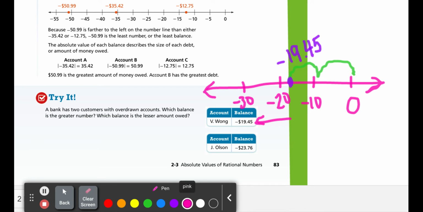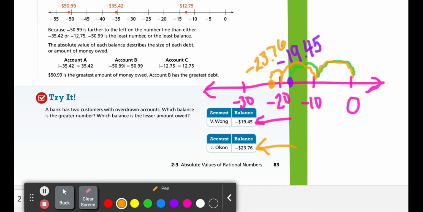And now between what 2 integers is -23.76 going to be on our number line? Because we're just estimating here. So moving to the left, I'm going to go to -10, -20. Okay, I have to go to -23. So about 3 more than -23, right about there, is going to be my -23.76.